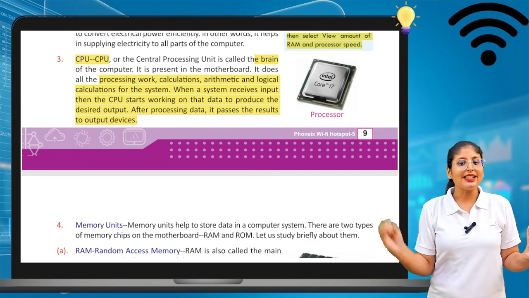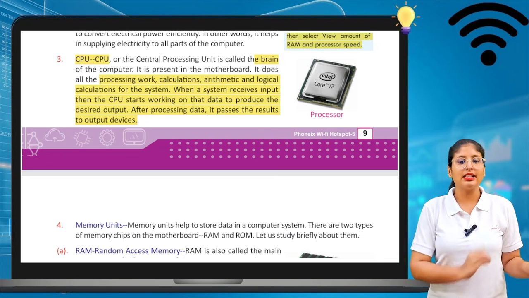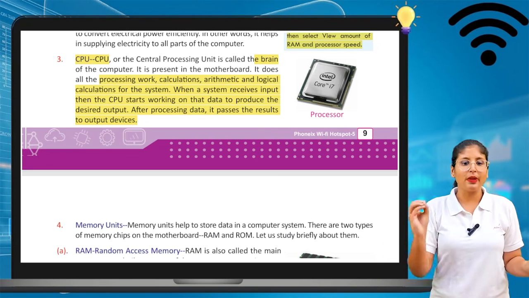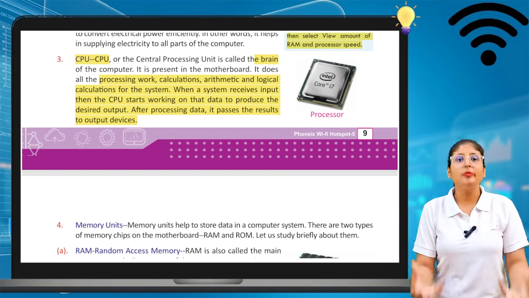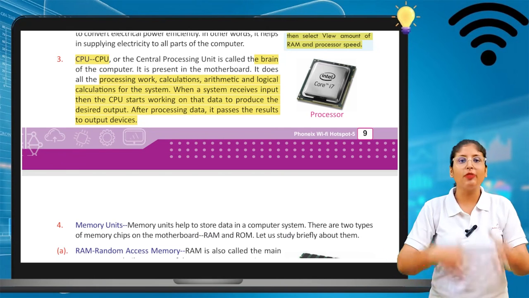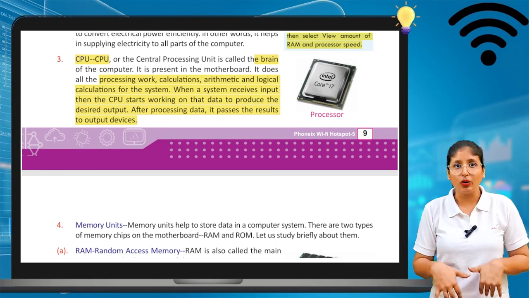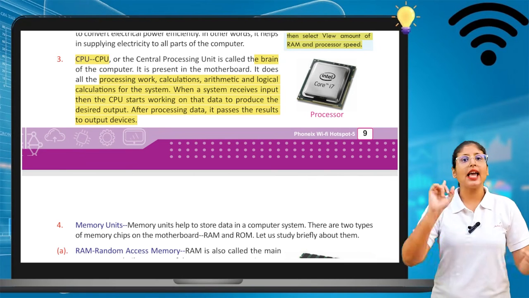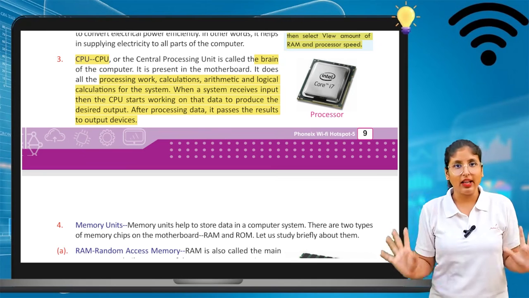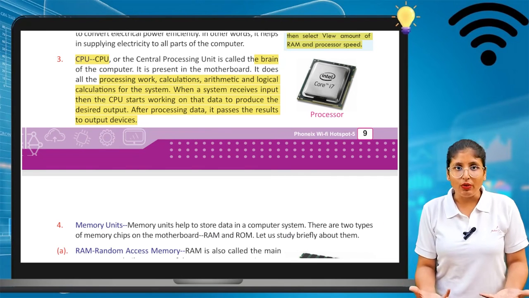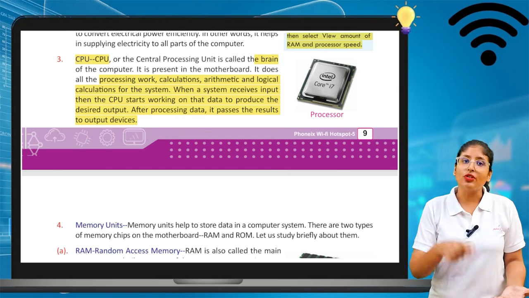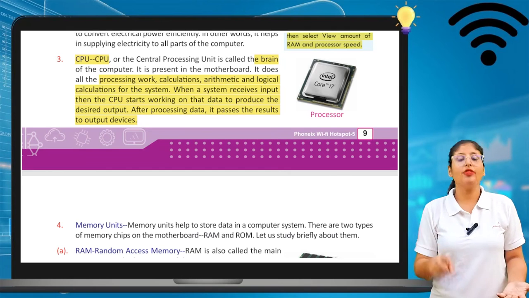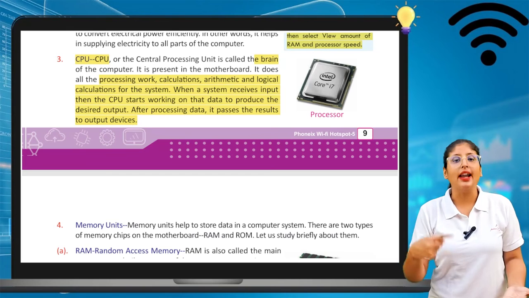When a system receives input, then the CPU starts working on the data to produce the desired output. First you have to give the input, then the CPU starts performing its function and gives you the output. If it is related to processing, calculation and arithmetic, then only can it give you the output. First you have to give the input to the CPU, then the CPU will process it, and after that it can show you the desired output.